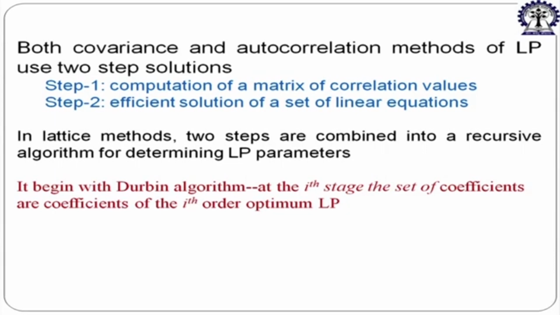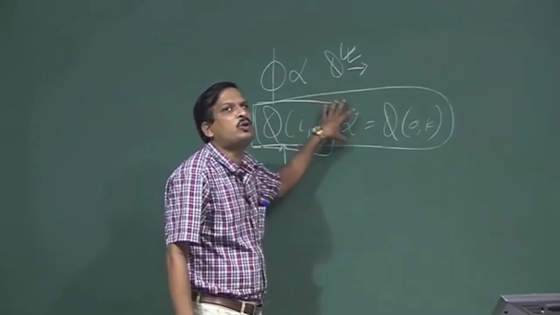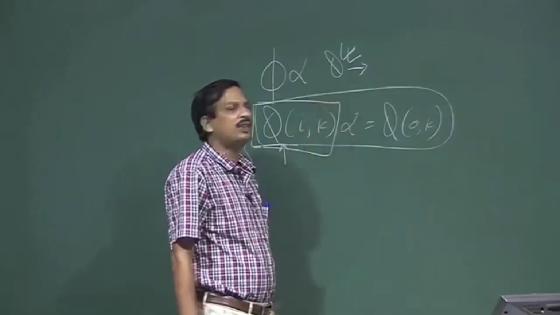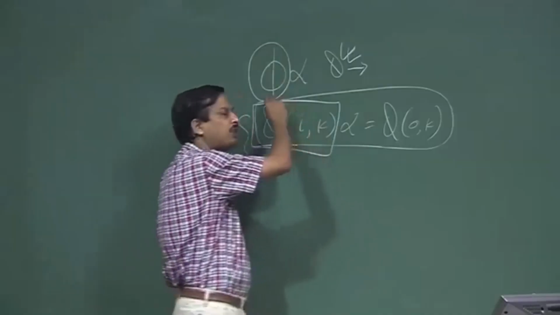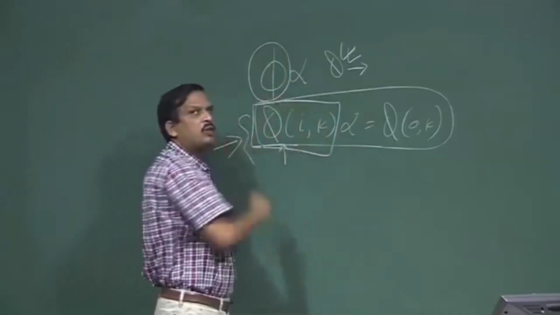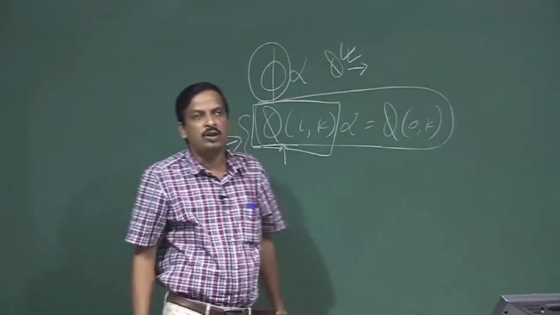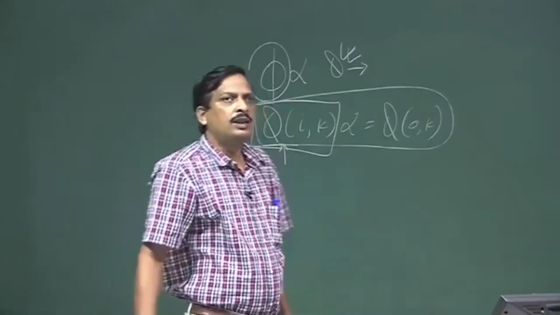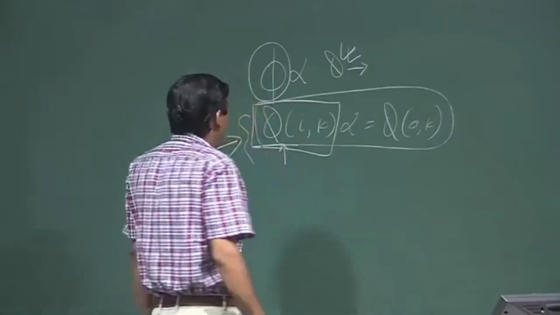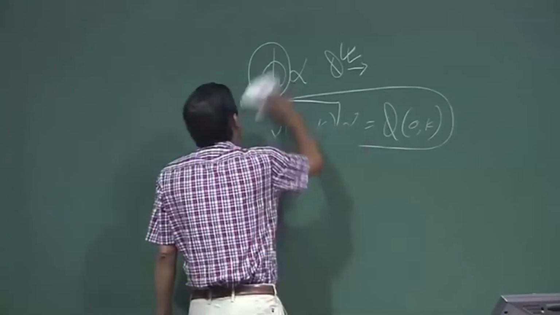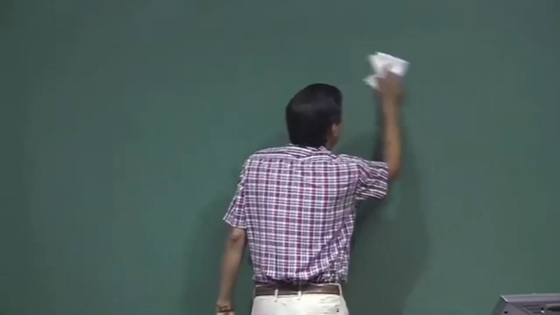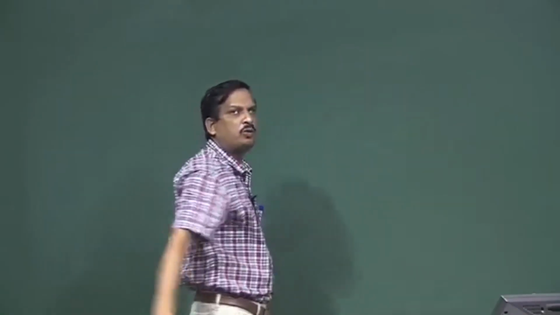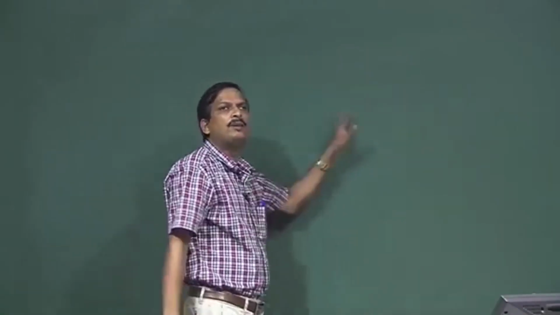Okay. Now, this lattice method says: can I combine these two steps? I do not want to compute correlation and solve the linear equation in two separate steps. Can I combine them? Yes, it is possible in the lattice formulation, combining those two steps into a single step.